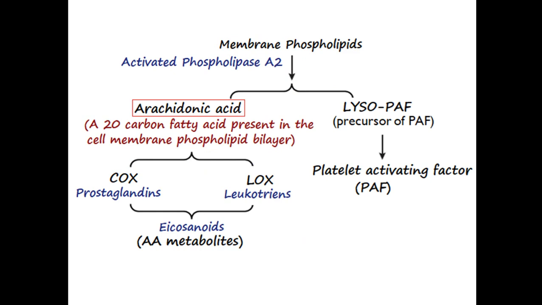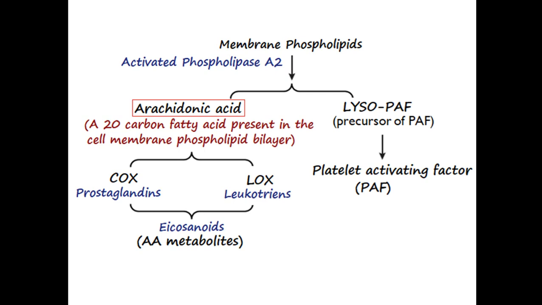Now, once the phospholipase A2 is activated, it will convert the membrane phospholipids into two components. One is the arachidonic acid, and the other is known as the lysoplatelet activating factor. The lysoplatelet activating factor is actually a precursor of the platelet activating factor, and later on it will get converted into platelet activating factor, which has its role in inflammation and hemostasis.